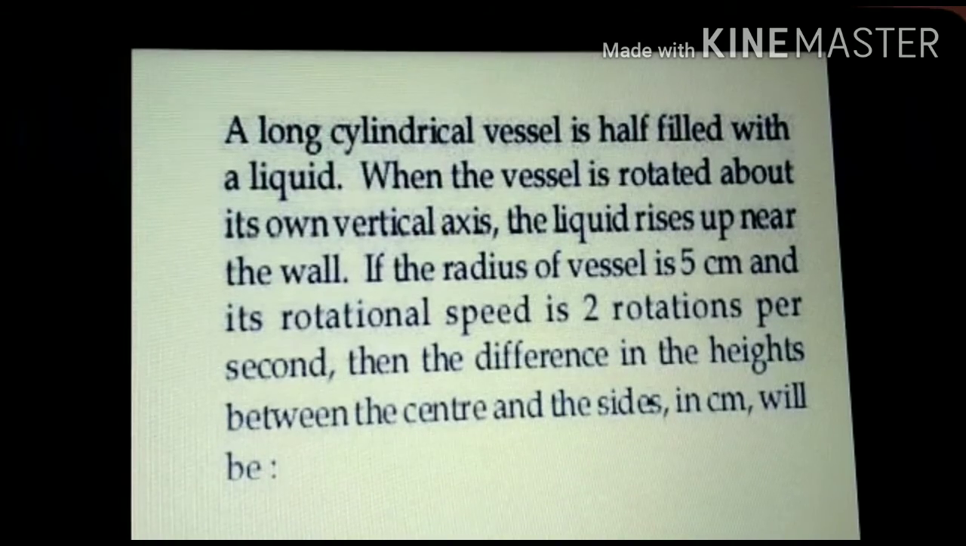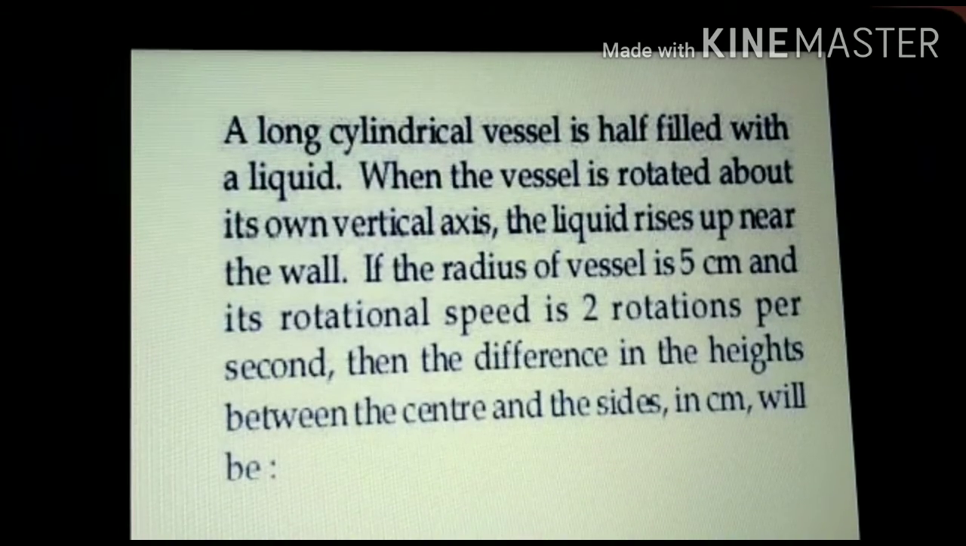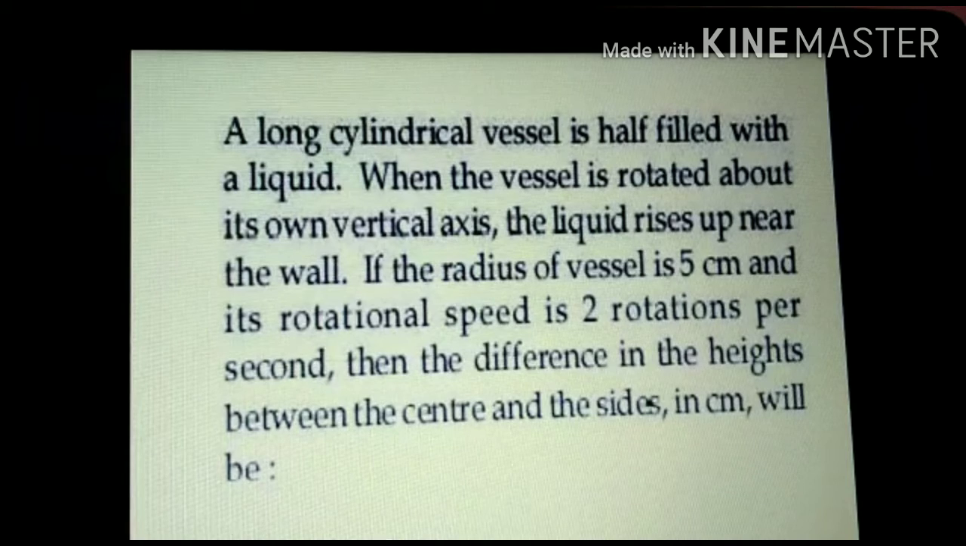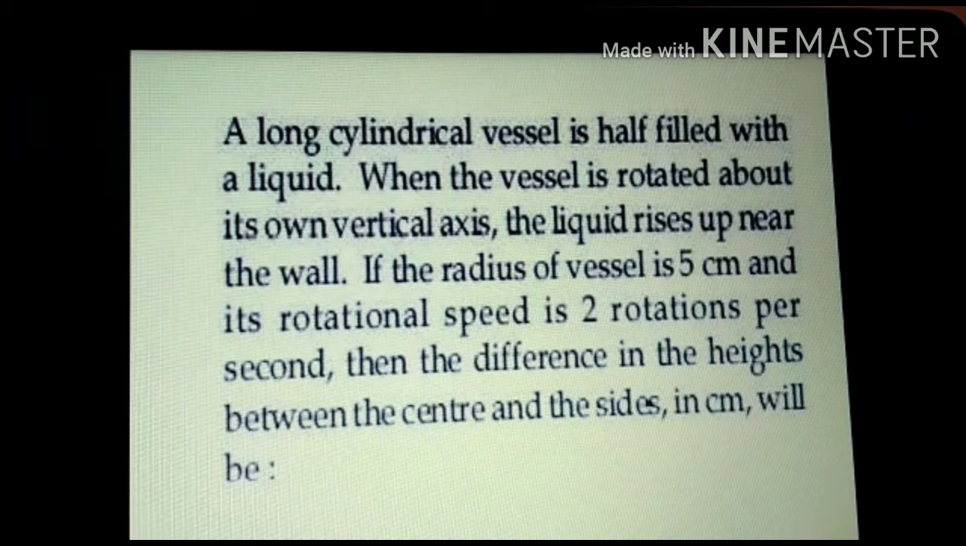A long cylinder vessel is half filled with a liquid. When the vessel is rotated about its own axis, vertical axis, the liquid rises up near the wall. If the radius of vessel is 5 centimeters and its rotational speed is 2 rotations per second, find the difference in the heights between the center and the sides in centimeters. Very good. This is the question given.